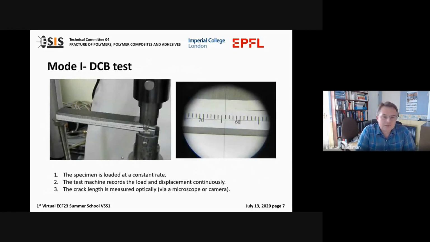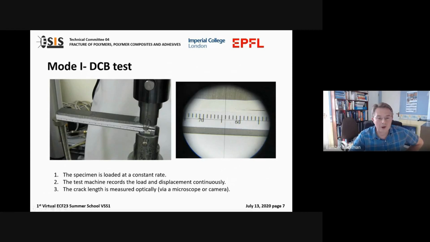In terms of getting mode 1 data for the adhesive joint system, of course, you select your substrate materials, you make sure that your surfaces are adequately pre-treated, and you can form a double cantilever beam. So this would be bonded with the adhesive of interest, and you form a double cantilever beam as shown in the diagram on the left.